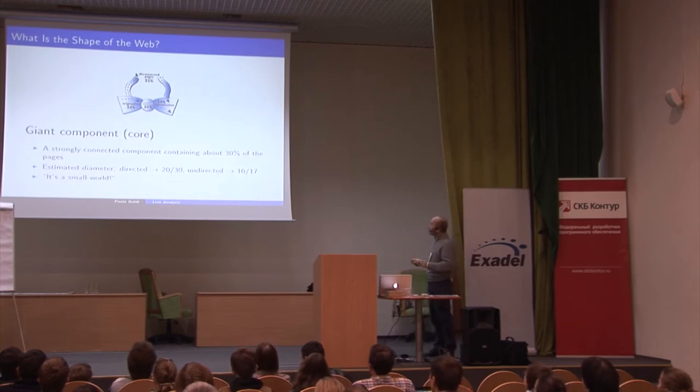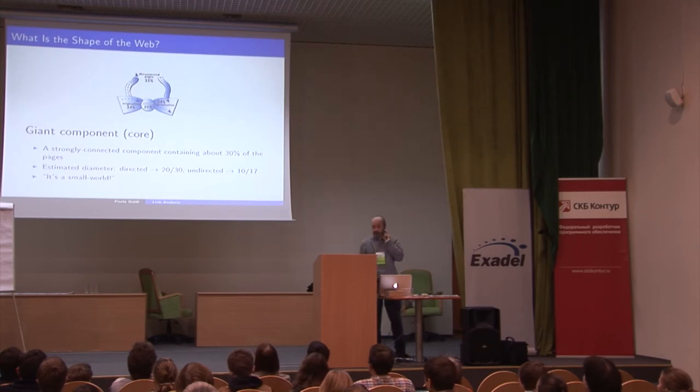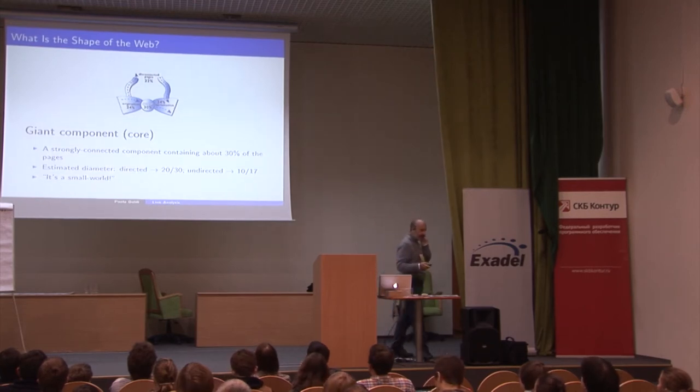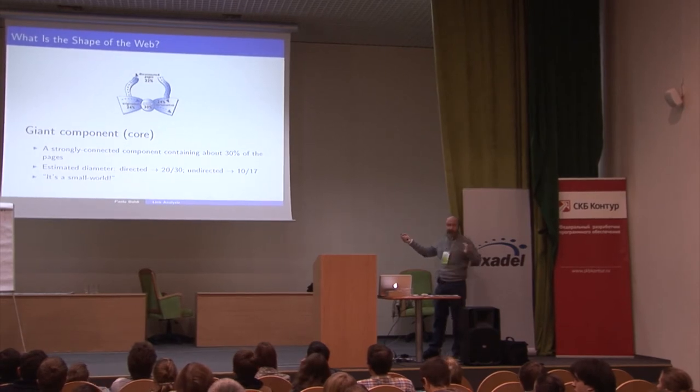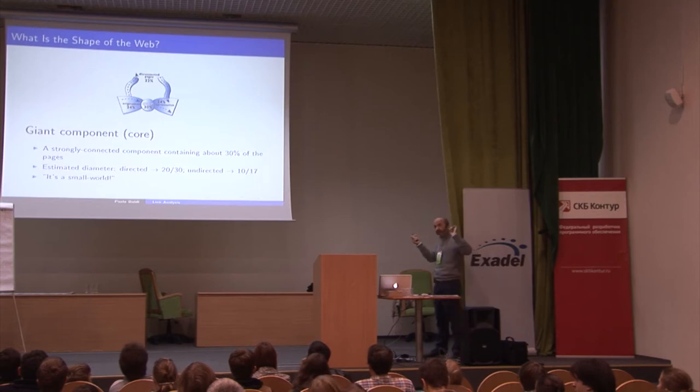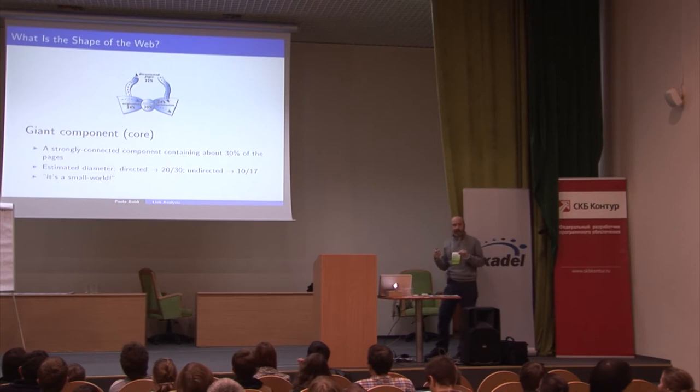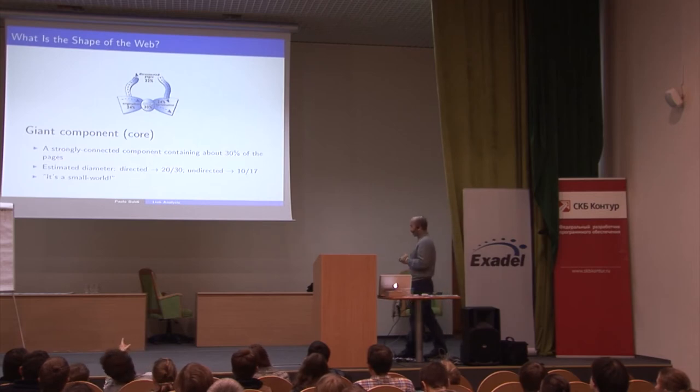Its estimated diameter is between 20 and 30, which means that the two elements in the core that are farthest away are about 20 to 30 clicks away. Or if you look at it forgetting about the directions of arcs, the diameter is smaller, between 10 and 17.